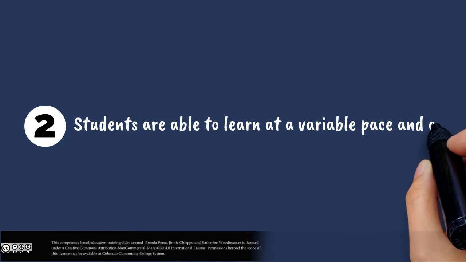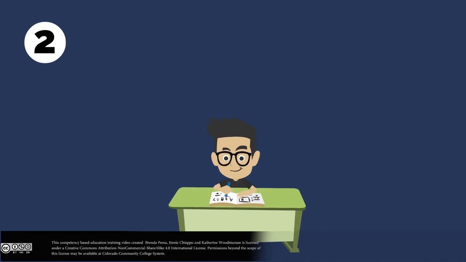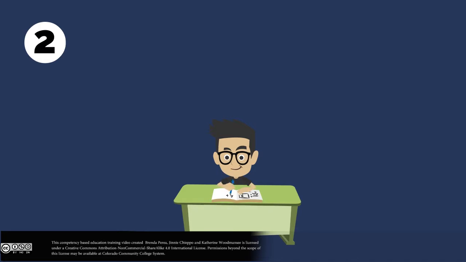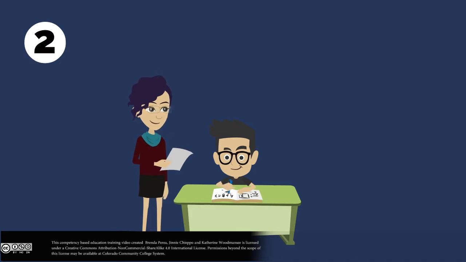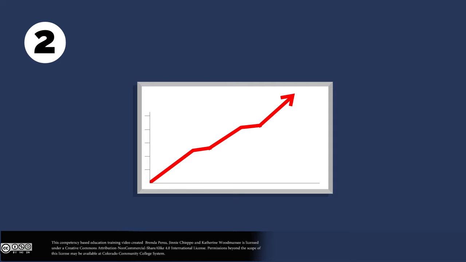Principle 2. Students are able to learn at a variable pace and are supported in their learning. One of the most valuable aspects of CBE is that students are able to move through the curriculum at an individualized pace. To support these individualized students, just-in-time academic assistance and other support must be provided to keep them motivated and academically on track. Keeping to a fixed term is required for tuition and financial aid. However, learning activities must vary within that time frame.